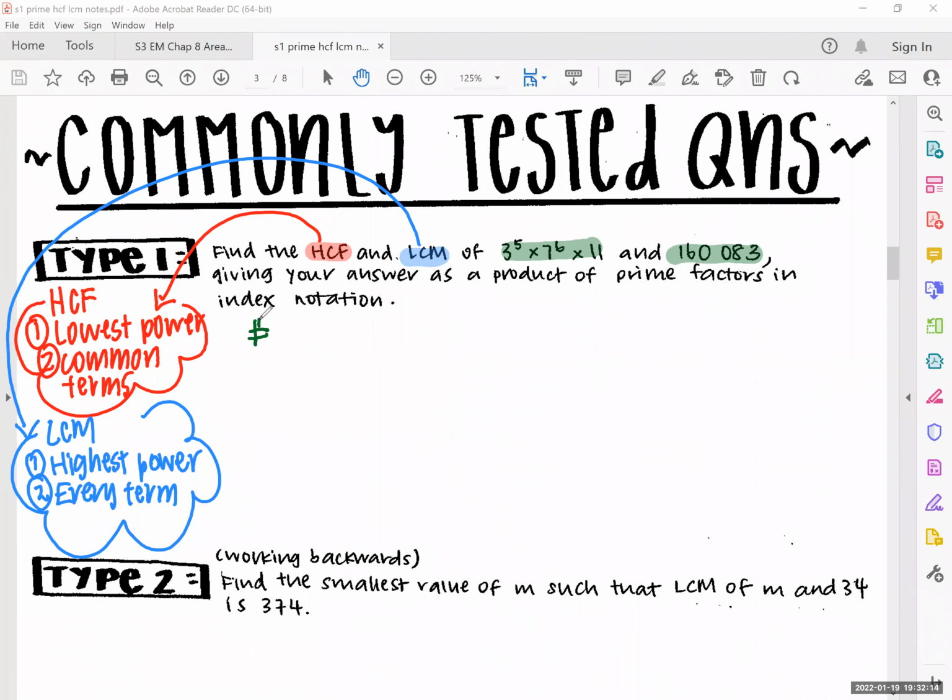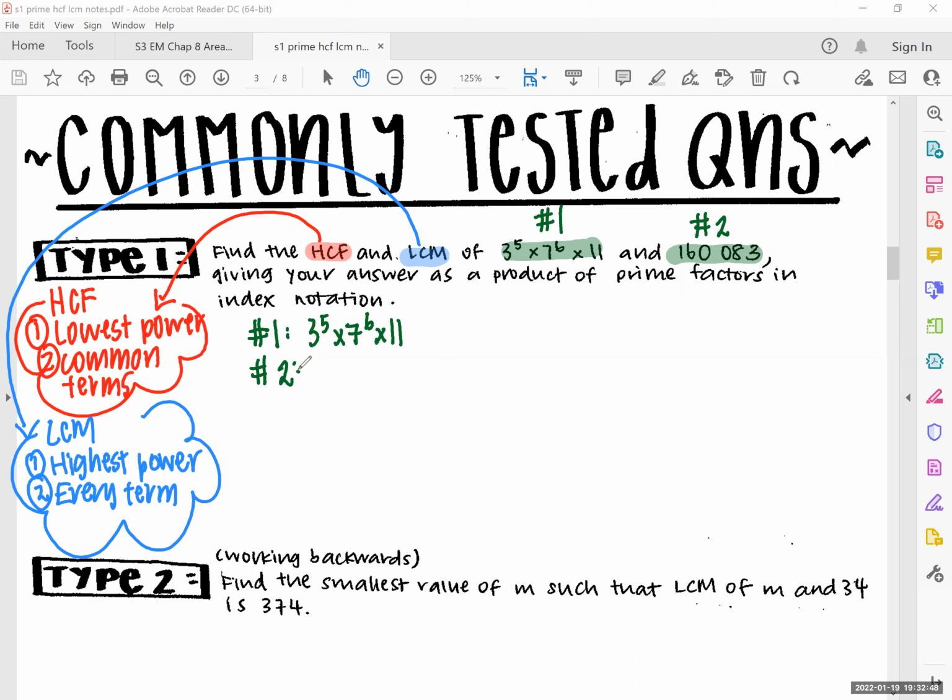I call this number #1. So this is the first number, 3 to the power of 5 times 7 to the power of 6 times 11, right? I do not want you to put this in a calculator because it already satisfies the condition that it is in index notation. Agree? You can write in your notes that this is #1 and this is #2. Now look at number 2, the second number. Do you realize it doesn't fulfill the condition because it's not in index notation?